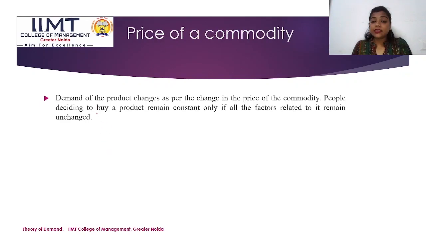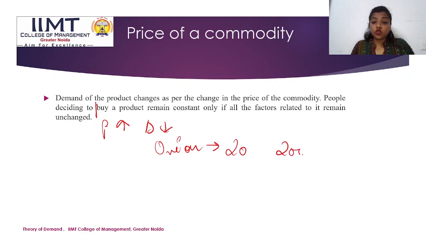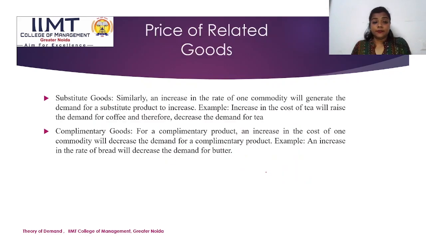Price of the commodity says if there is a change in the price of the commodity itself, if the price rises, the demand will automatically decrease. For example, if I talk about onion. Earlier the price was 20 and now the new price is 200. So the demand at price 200 will automatically decrease.